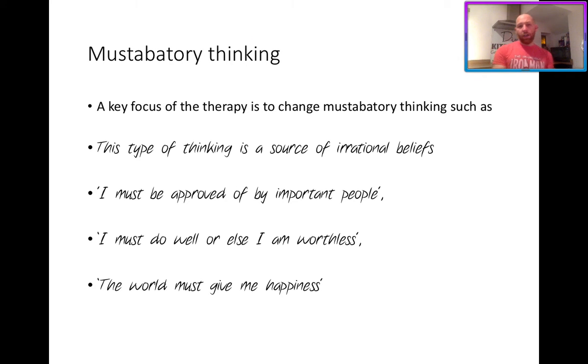A key figure is Musturbatory thinking. So the focus here is that people with musturbatory thinking have some irrational beliefs, like "I must be approved of by important people," so you seek approval desperately. "I must do well or else I'm worthless."